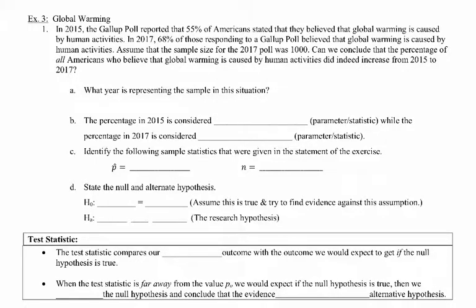So in what year is the sample represented? So the sample is based on when we took the poll. So the poll that we took in 2017 had 1,000 people in it. So in 2017, that's going to be the sample that we use to test things out. Is the percentage then in 2015 considered a parameter or a statistic? So in 2015, they gave general information. They said 55% of all Americans is what the implication is there. So since they're talking about all Americans, that would be a parameter.